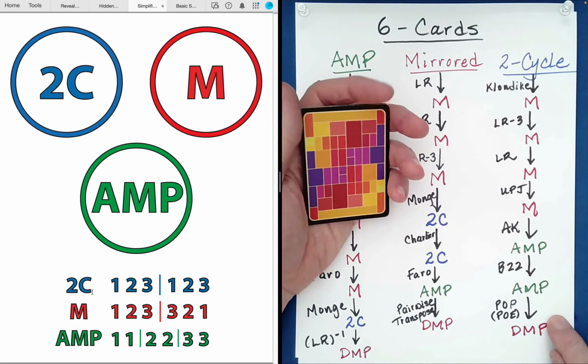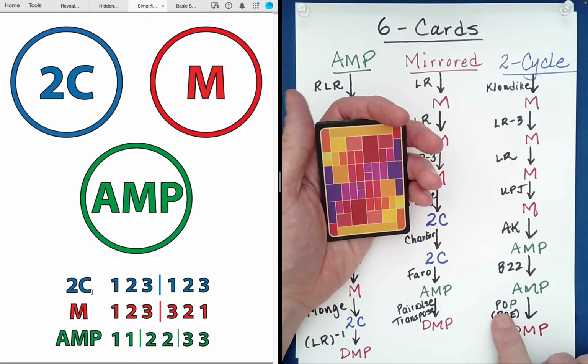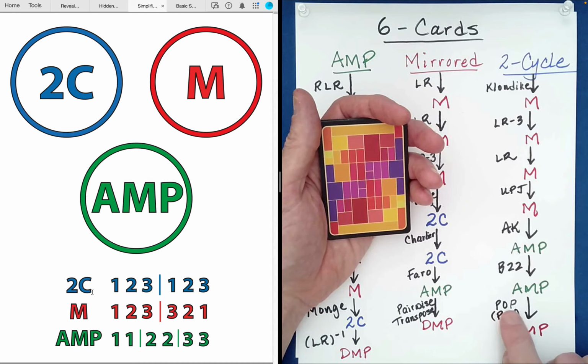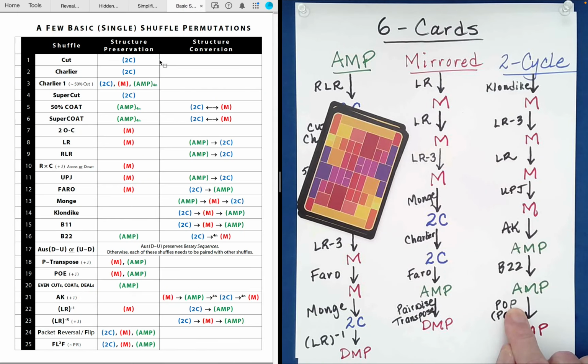And then finally, we can change this to a DMP by doing something I call POP, push off pairs. Now, if we go to my chart, my table there, I give it a more general name. It includes the push-off pairs as a special case. It's down here, POE. That stands for push off any even number of cards. So you can push off 2 or 4, 6, okay? So any even number. So we're going to go ahead and just push off cards in pairs.